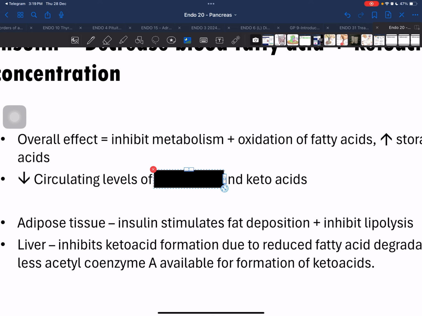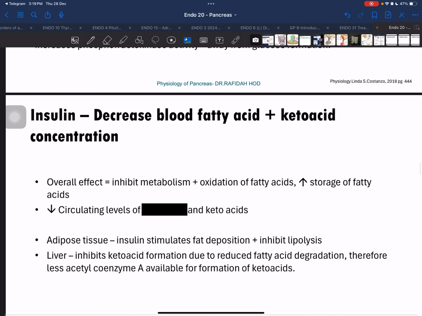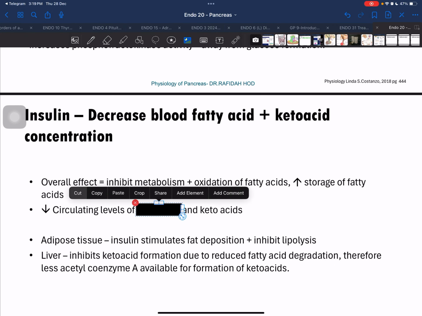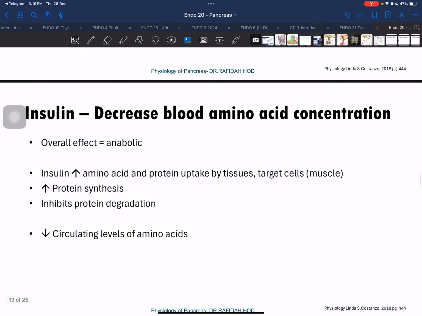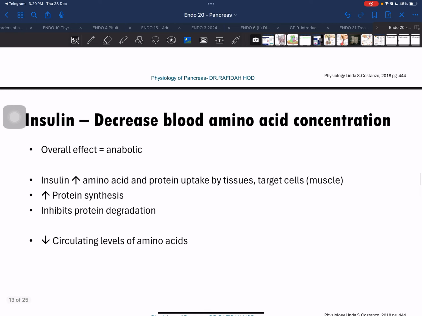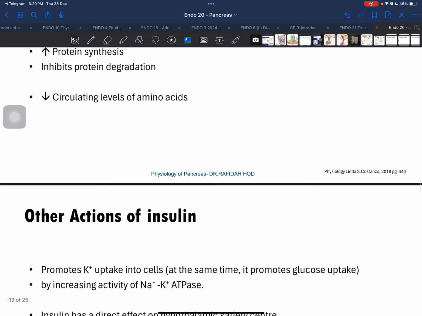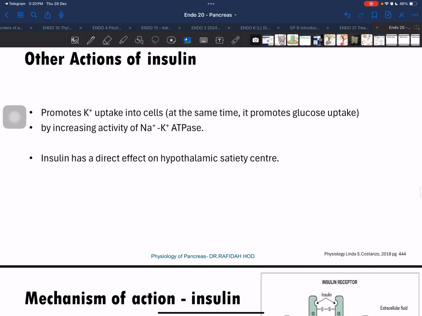Okay, other actions, as we mentioned tadi tu, dia also will promote the potassium uptake. At the same time, glucose masuk, dia pun akan promote potassium masuk dalam sel. So how does it do that? By increasing the activity of sodium potassium ATPase. And then this one is another info, more dia punya deliberation. I think they're long ada kot. But this one is from Costanzo. We just mentioned as a statement. The direct effect on hypothalamic satiety center.